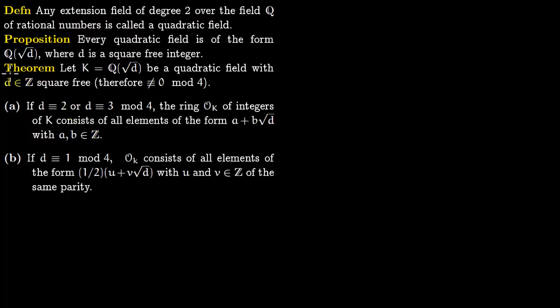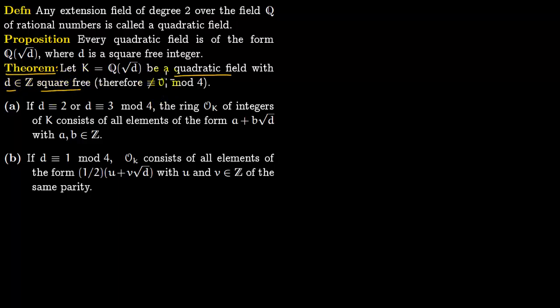Now we come to the theorem which we want to prove for this lecture. Let K be this quadratic field, so you have taken root d and adjoined it to the rationals. Basically we are taking this from the proposition. So this is a quadratic field with d a square free integer. It is square free, which means precisely that it cannot have 2 square or 4 in it. So it cannot be 0 modulo 4. It does not have a factor of 4, precisely because it is square free.